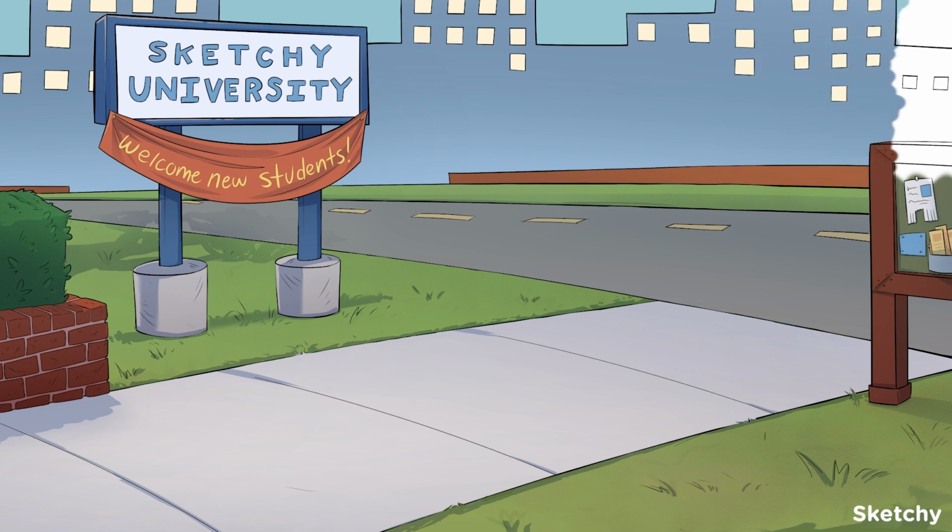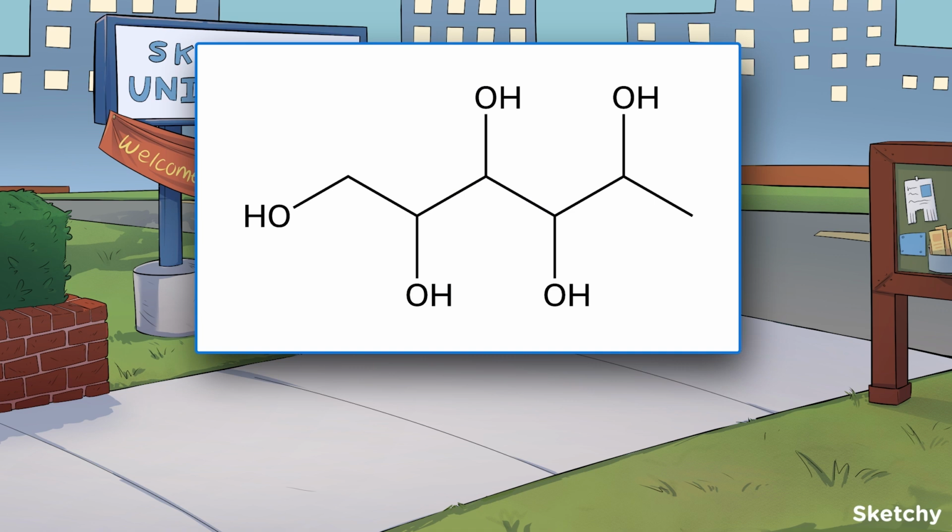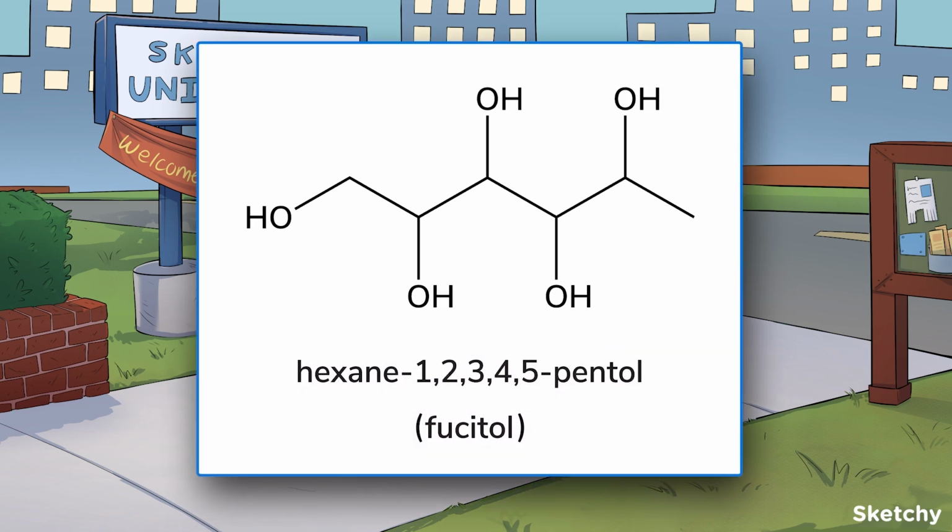We're going to name molecules, so when you see something like this, you'll be able to look at the structure and confidently say that it's hexane 1,2,3,4,5 pentol. Its common name is fusitol. I remember people saying this a lot back when I took orgo, but they pronounced it differently. And, now that I think about it, maybe they weren't talking about this molecule.